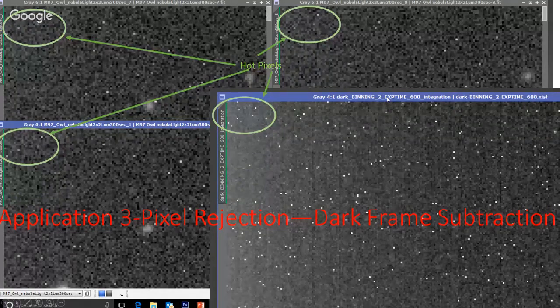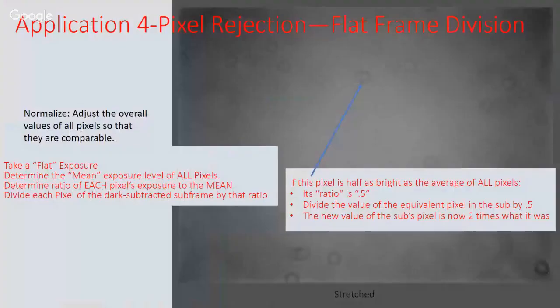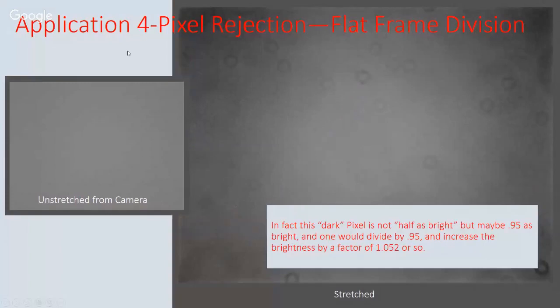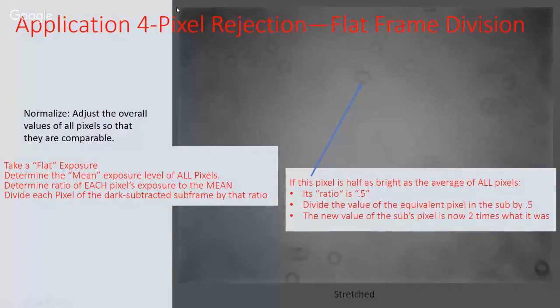Now, in fact, it's a little more complicated than that. It doesn't just flat out subtract them, it does some averaging and some stuff like that sometimes. But it is basically a subtraction process. Flat frame division, another way to correct the outliers. You take the flat exposure, and you know that if it's a flat exposure from here to here, it should be the same value all the way across.